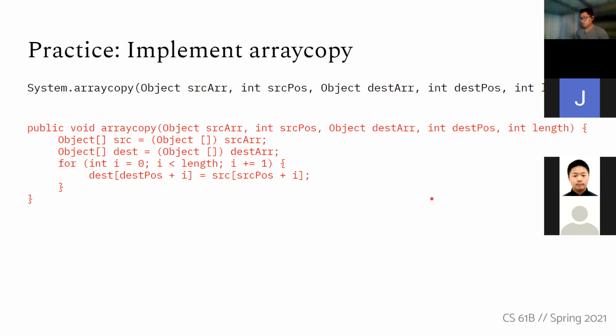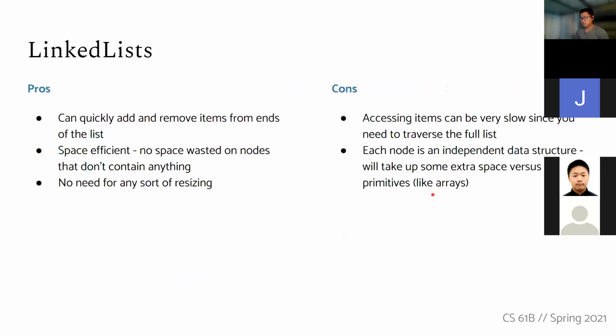This is our solution and validity. Cool. So, pros and cons of linked lists. Pros: obviously, we can quickly add elements to the beginning and also to the end. It's also space efficient. If we don't have anything that we care to add to the list, then we're not wasting space because we don't create empty nodes. And also we don't need to resize.